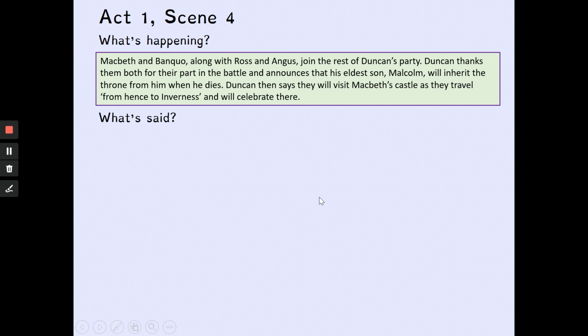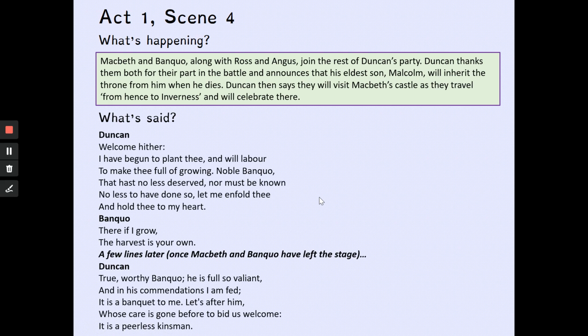Now, if we're focusing on Banquo and we look at what's said, Banquo's been sidelined a little bit up to this point, but now he starts to get a bit more attention and a bit more credit because King Duncan says, "Welcome hither, I have begun to plant thee and will labour to make thee full of growing. Noble Banquo, that hast no less deserved, nor must be known no less to have done so. Let me enfold thee and hold thee to my heart."